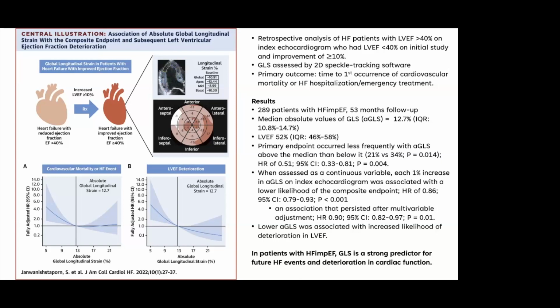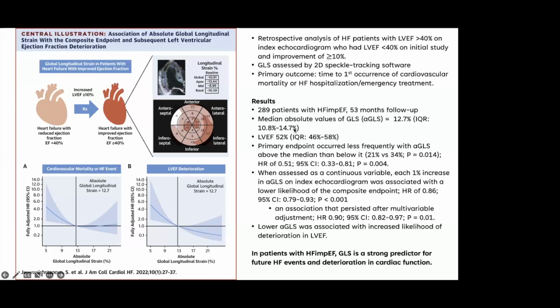They included 289 patients with heart failure that then had improved ejection fraction, and the follow-up time was 53 months. And they took the absolute values of GLS. So remember how we said GLS is usually recorded as negative to positive values depending how sick the myocardium is. Well, they just took the absolute values and looked at that. Their mean absolute value was 12.7% in this study, and the average EF was 52%.